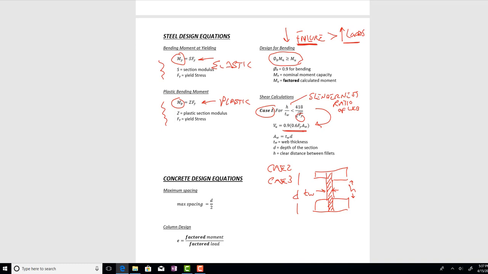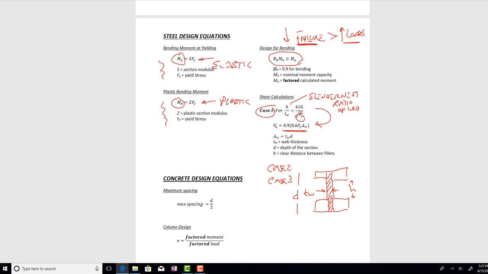With concrete design, if you watched those videos that we went through in class, you remember we didn't really have any homework associated with that, but there were a couple key equations that you should be familiar with. Of course, I'm writing them here in case you need to use them for the test.